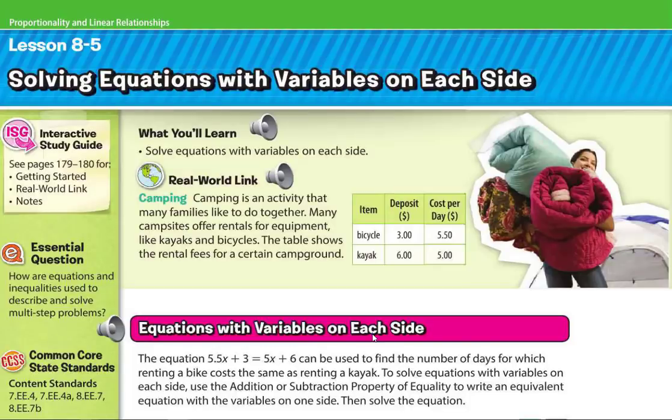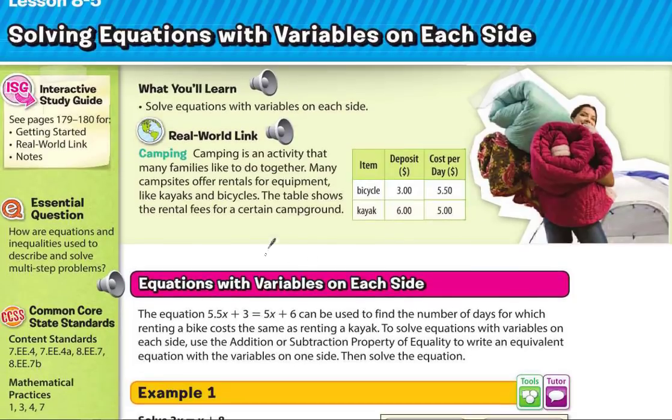All right, today we're going to be looking at solving equations with variables on each side. And they give you a real-world link idea here. If you're going to do a camping activity where you are renting kayaks and renting bicycles, and you were curious what would the number of days be where I would rent the kayaks or rent the bicycles and end up paying the same amount of money, then we would use this type of idea, variables on both sides, and we call these systems of equations.